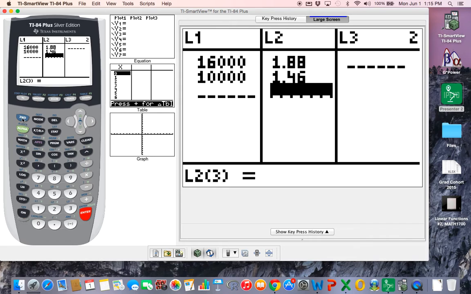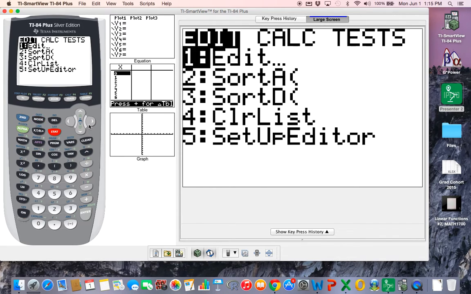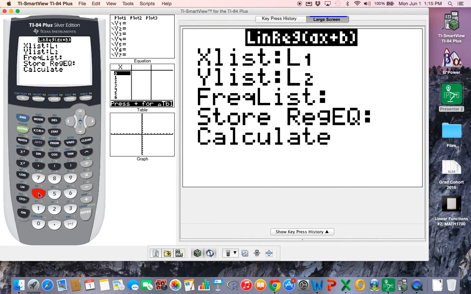Now, just like before, we'll go second function quit. Go back into Stat. Go over to Calc, come down to number 4. Now, this is a little different, and this is exactly the reason that I wanted to show it this way. Depending on the operating system in your calculator, this linear regression AX plus B will come up differently.